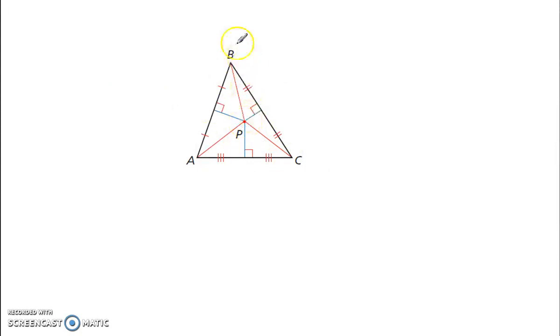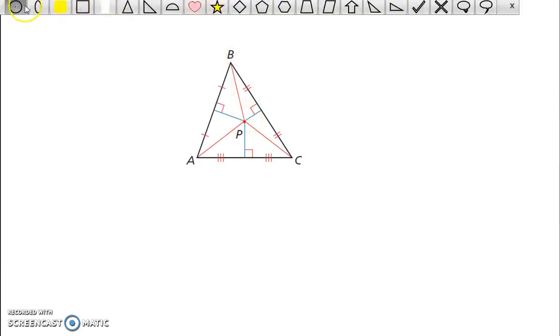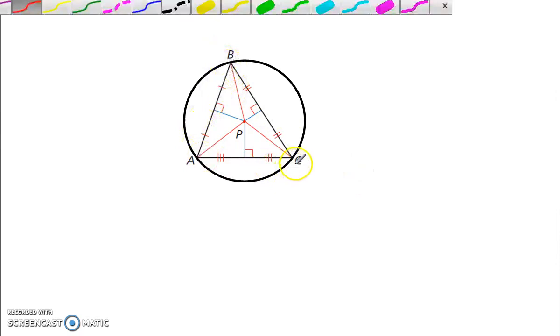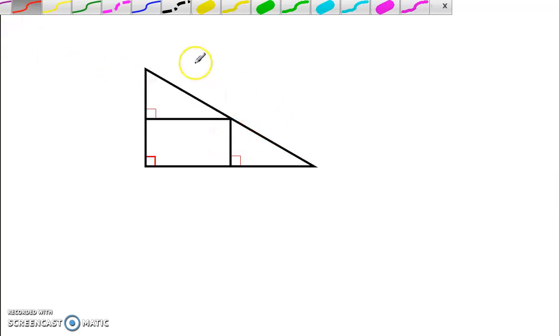Alright, now there's a cool fact about the triangle bisectors. That point, the circumcenter, if I take a circle and I use this circumcenter as the center of a circle, wait for it, boom. How cool is that? The outside points land on that circle, which makes sense because A is the same distance from P as C is from P. It's like the radius of a circle. So this triangle is inscribed in a circle.